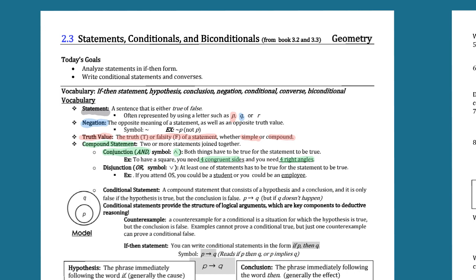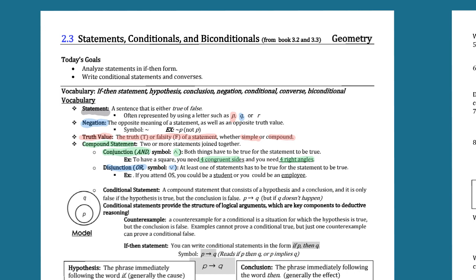A disjunction means or, and that means that at least one of the things has to be true for it to work. More could be true. So like if you have a cat or a dog, or both. You could have a cat or you could have a dog or you could have both. To attend Olathe South, you could be a student or you could be an employee, or maybe I guess you could be both. I'm not sure that's possible, but or means at least one should be true. And there are shortcuts that are written for both of those.